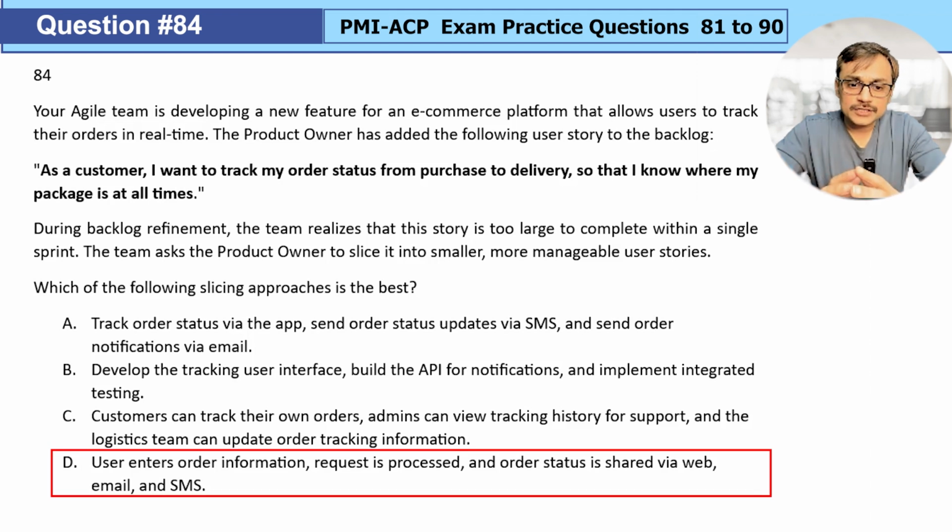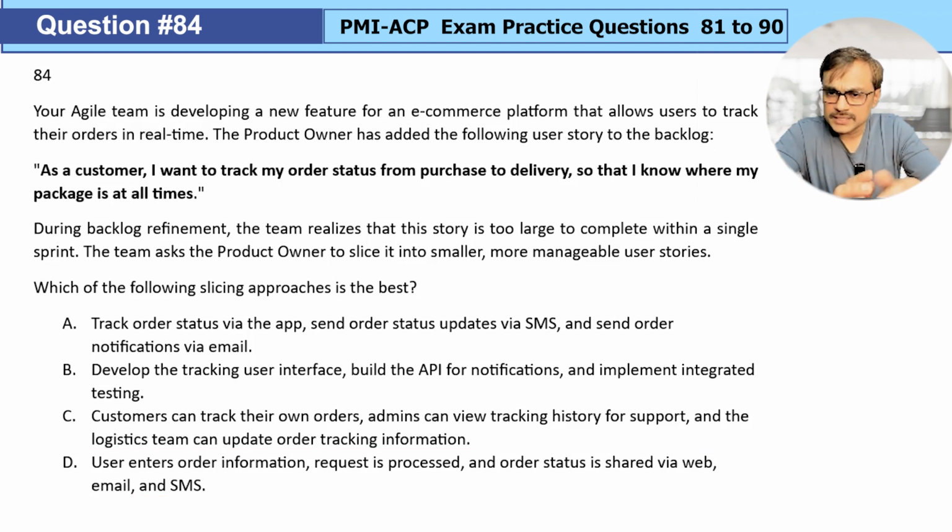Option D, enter user order information, request is processed, second story, and order status is shared via web, email, and SMS. So, that's also possible. Ordering, so we need to go back if we want to track the information. Just by entering the information, he's unable to track. It is still a step-by-step process, but it's still possible. It is still giving some logical detail. We are going into a workflow of tracking. But each slice is not that well testable. So we need to compare between A and D only. B and C are definitely out.